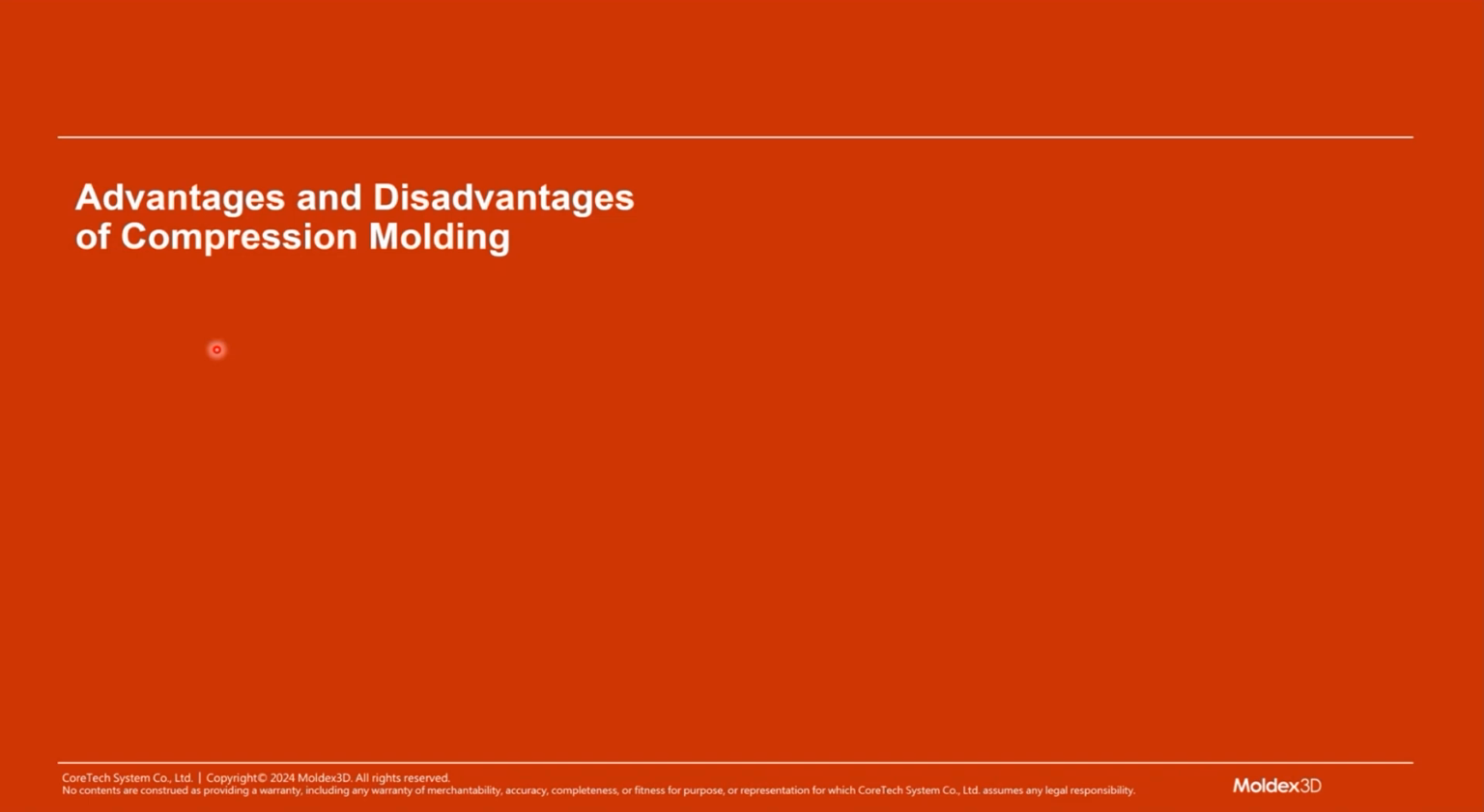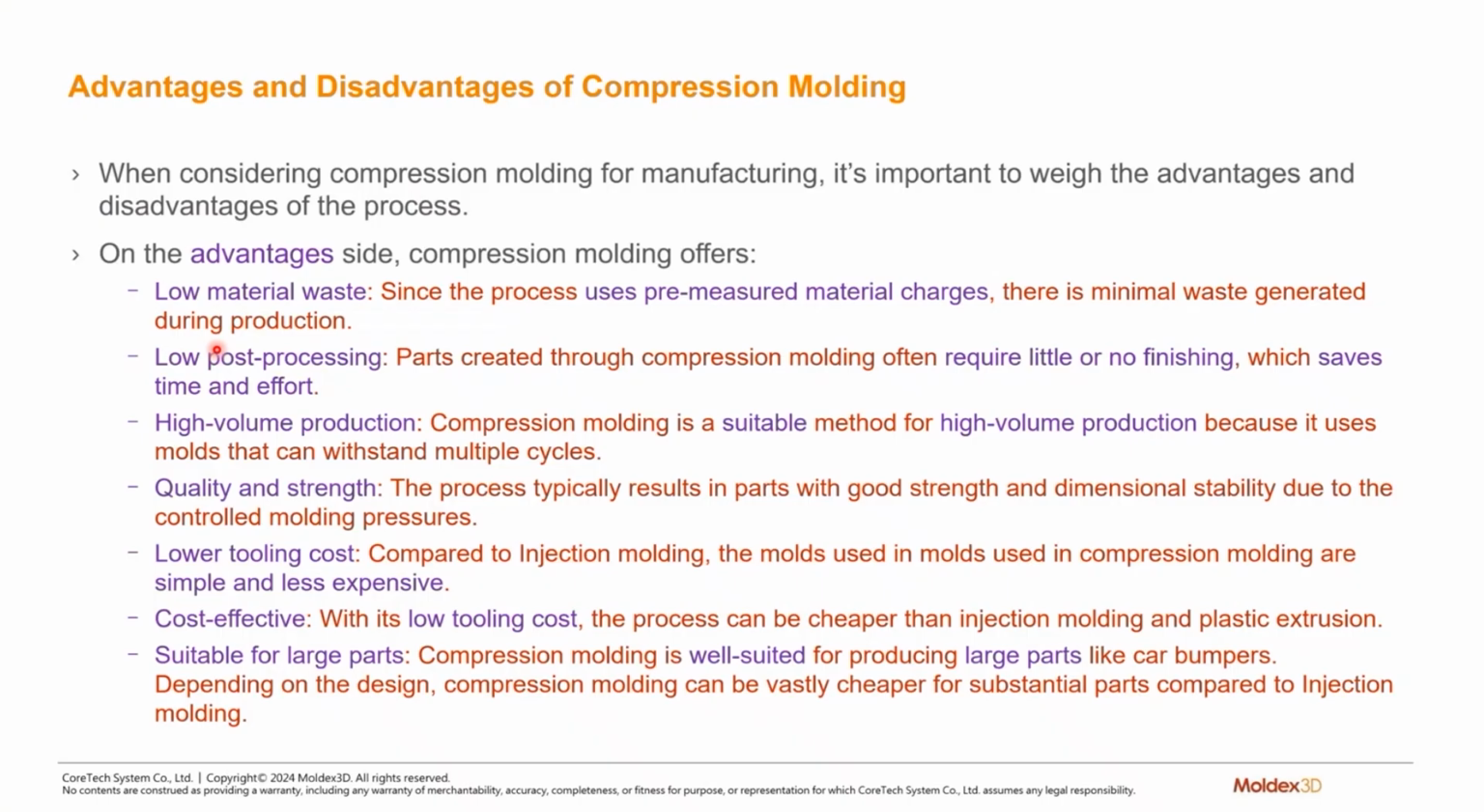The next one is the advantages and disadvantages of compression molding. On the advantage side, compression molding offers lower material waste, lower post-processing, higher volume production, quality and strength, lower tooling cost, cost effectiveness, and suitability for large parts. For each reason, I will not explain it here. You can also see the PowerPoint to understand more detail.